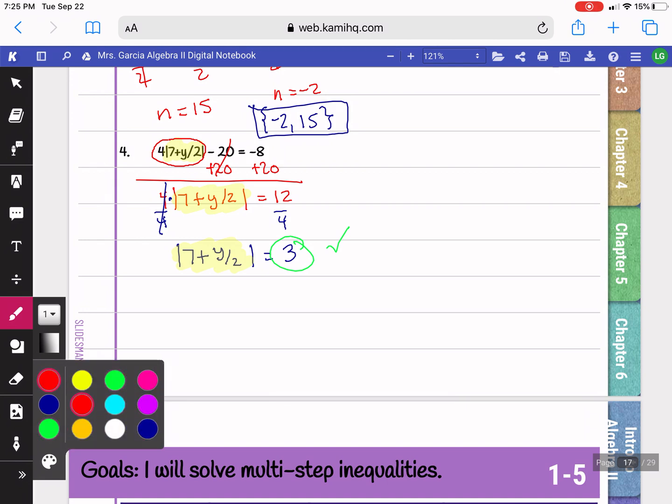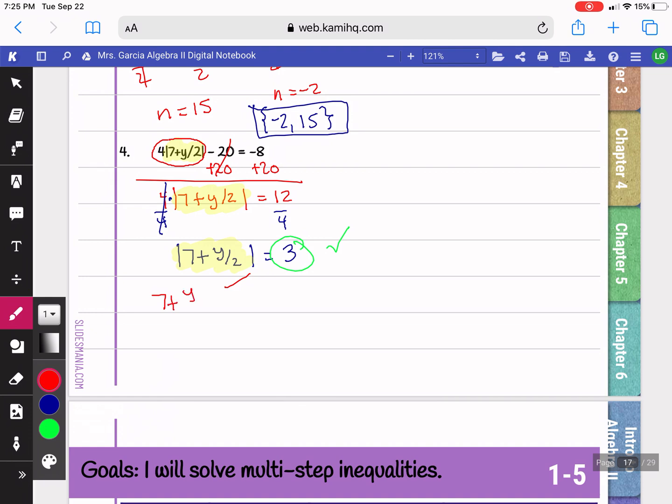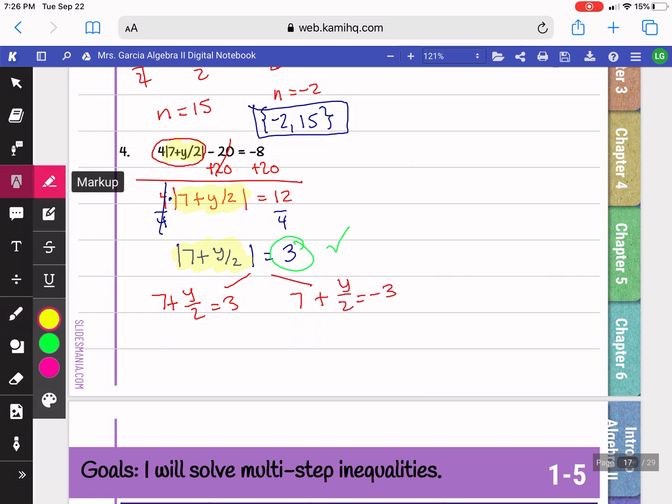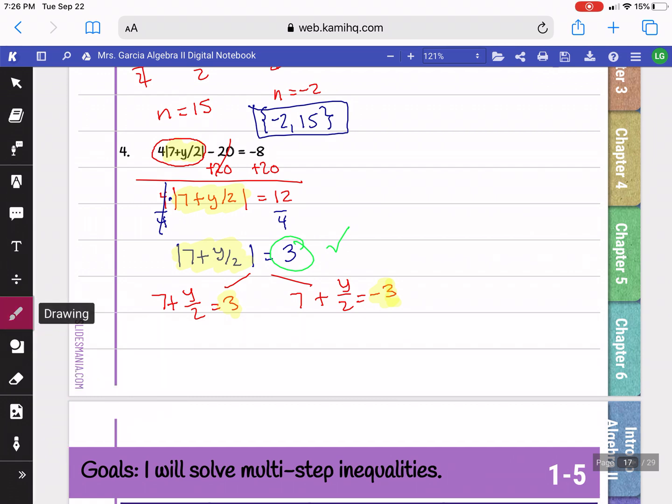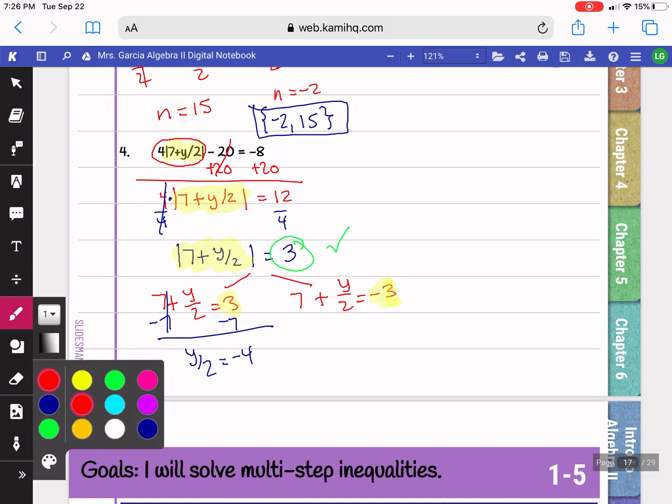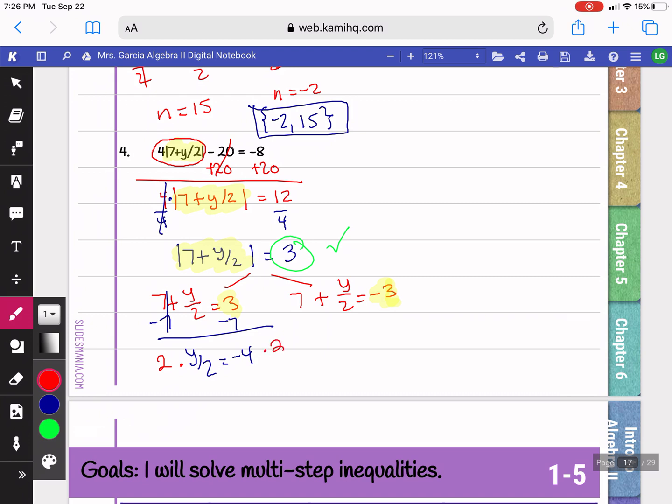So now we're going to split our problem into 2. 7 plus y over 2 equals 3. And 7 plus y over 2 equals negative 3. So remember, when you split it into 2, one of them equals a positive and one of them equals a negative. And now we can continue solving. So my next step would be to get rid of my 7. So we have y over 2 equals negative 4. And to undo dividing 2, we would multiply by 2. So our answer for y is negative 8.